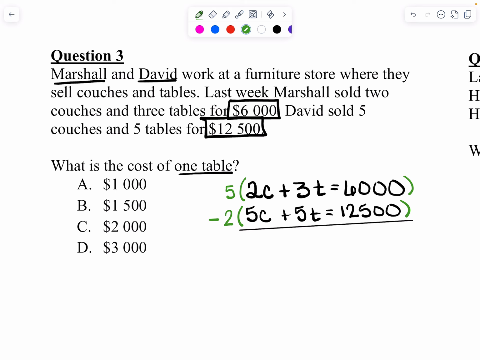So this time, I'm changing equation A and B. Now I have 5 times everything inside this group. Now the second group, I'm multiplying everything by -2.